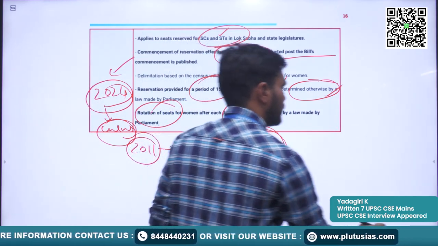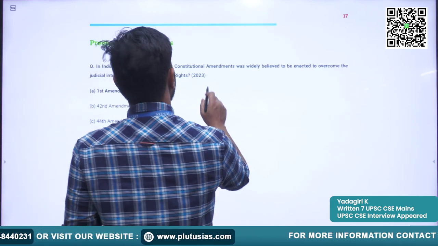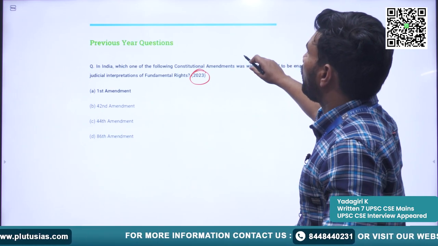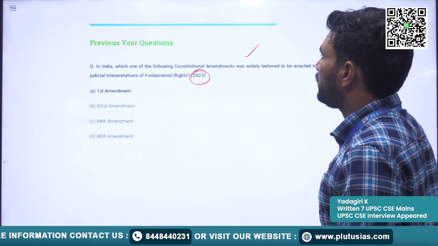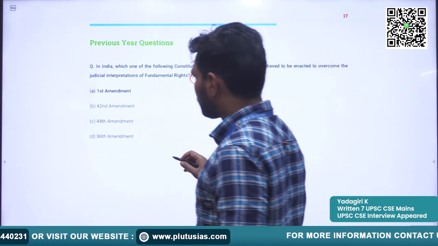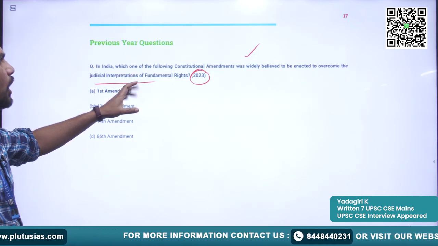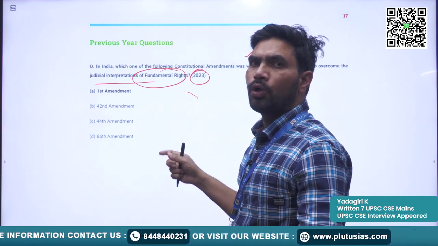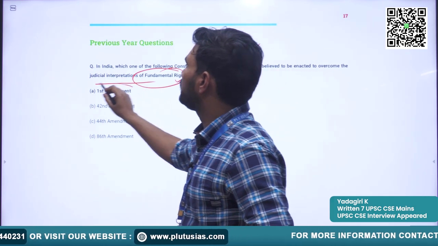Now we will see some questions that were asked previously from this part. So the first question, it was asked in 2023. The question is, in India, which of the following constitutional amendments were widely believed to be enacted to overcome the judicial interpretations of fundamental rights? Right. So basically the question is, which particular amendment act was brought in to overcome the interpretations of the judiciary on the fundamental right? So basically it is the First Amendment Act.